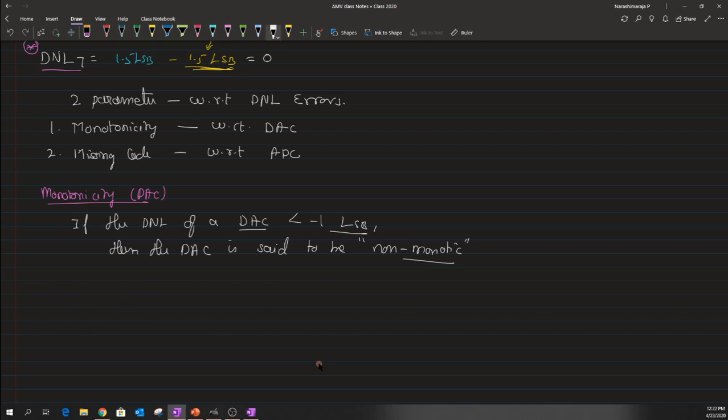It means that the analog output voltage does not increase as the digital input code is incremented. So this is what we mean by non-monotonic. Let me demonstrate this particular statement with a graph so that it becomes clear for you.